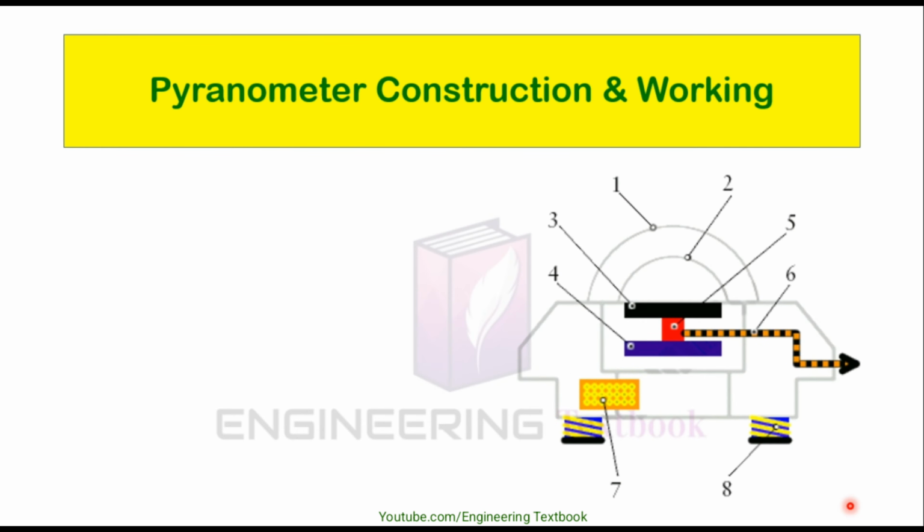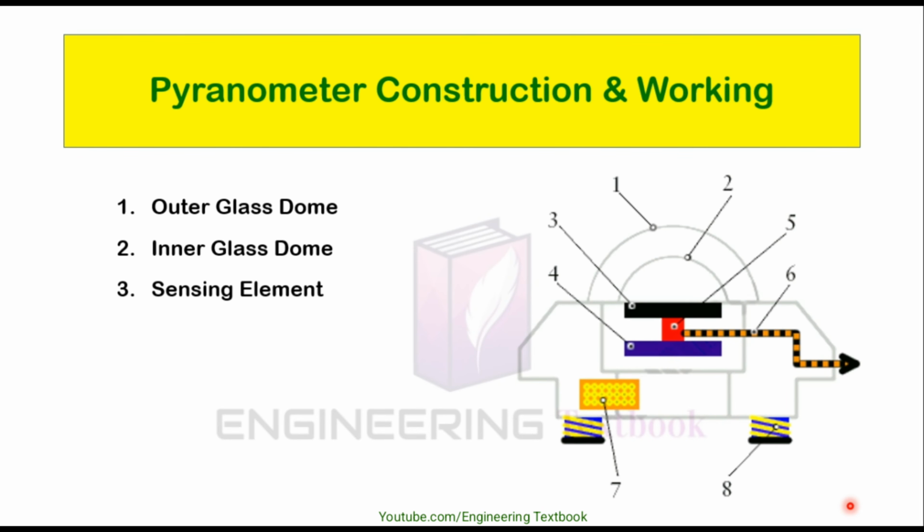Here is the construction diagram of the pyranometer. In the figure, the first point is the outer glass dome. Second point is the inner glass dome. The glass dome is used here to protect the thermopile sensors from rain, wind or any climatic conditions. Third element is the sensing element. The sensing element is a black carbon disc that absorbs a broad range of wavelengths of solar radiation and acts as a sensor.